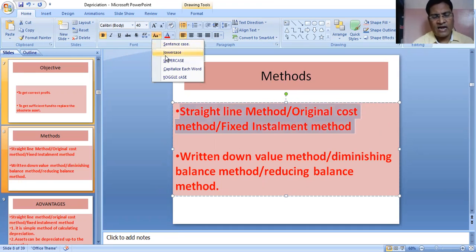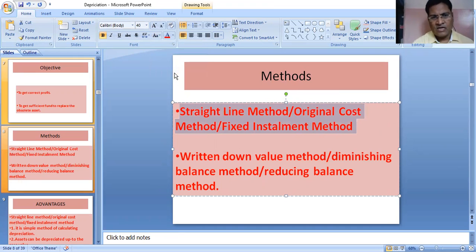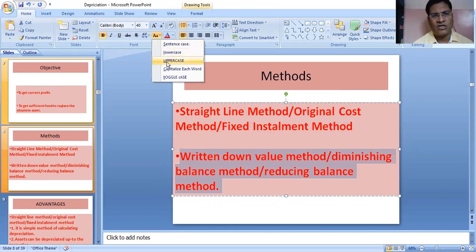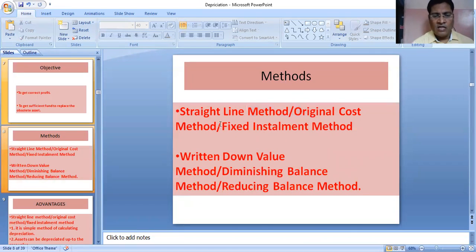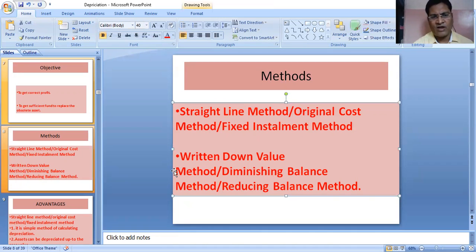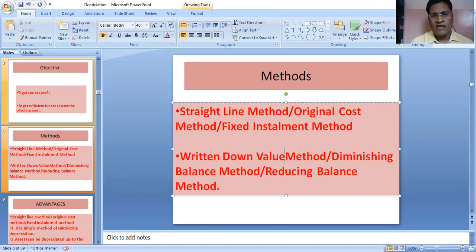This is the straight line method, fixed installment method, or original cost method. Over here, the depreciation value remains the same. That means if the first year depreciation is 1000, it will remain 1000. Depreciation value doesn't change with passage of time. But there is one more method called written down value method. Under written down value method, the depreciation value goes on reducing.